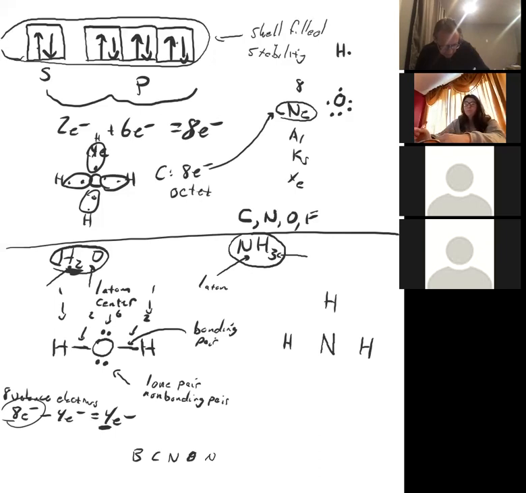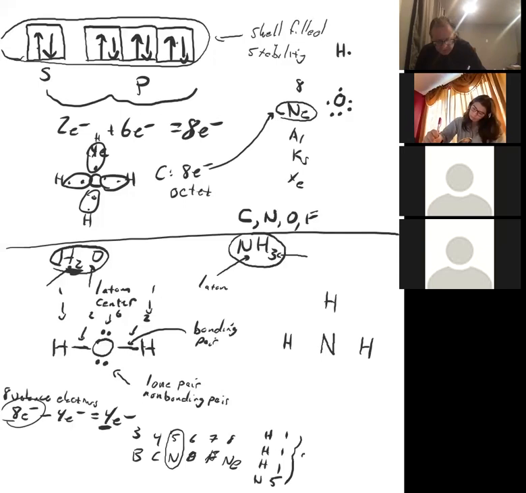Oops, I forgot oxygen. You're looking at where they are. So nitrogen is in column 5, so that means it has 5 valence electrons. Hydrogen is in column 1, so it has 1 valence electron. So each hydrogen has 1 valence electron. Nitrogen has 5. So that's a total of 8 electrons.